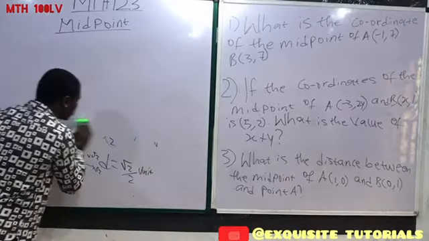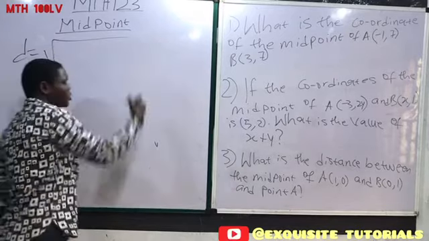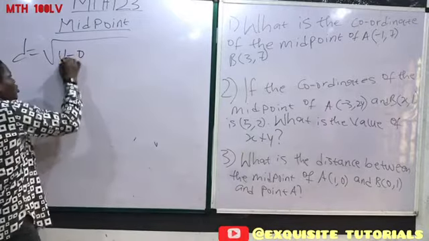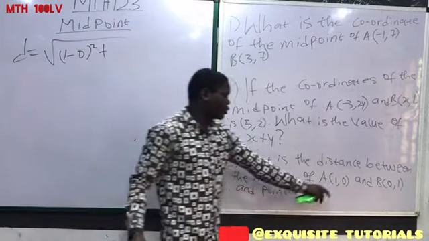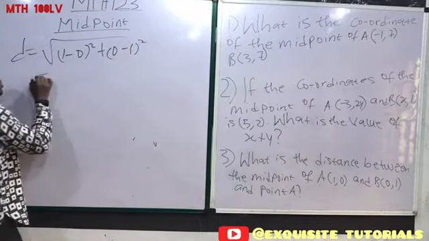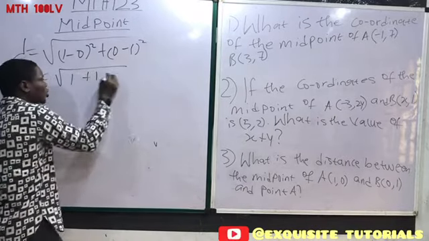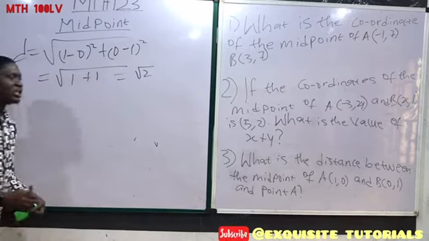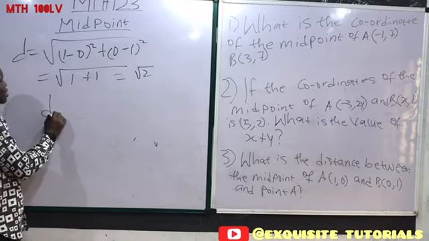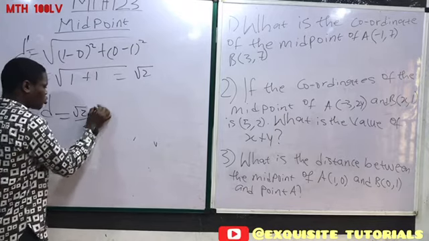Now the distance between these 2 points, A and B, is the square root of our x1, 1 minus 0, 1 minus 0 all square plus our y1, which is 0 minus 1. So we have 0 minus 1 all square. So this is square root of 1 square, which is 1, plus minus 1 square, which is 1, which is root 2. Now, since we are working with the midpoint, you divide your answer by 2. So our final distance, let me call this d prime, is root 2 over 2 units.